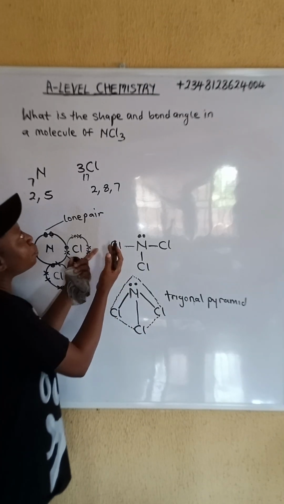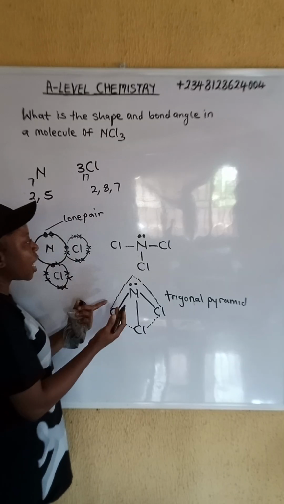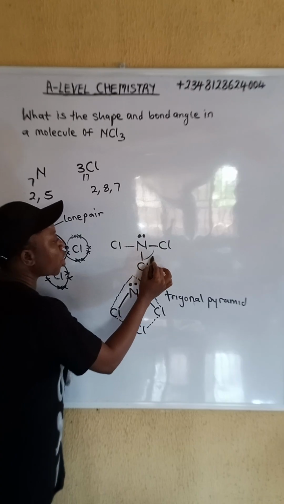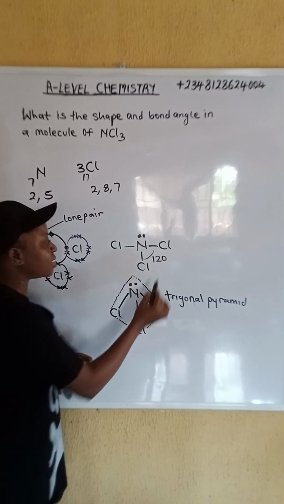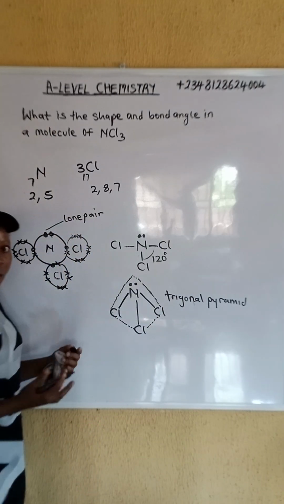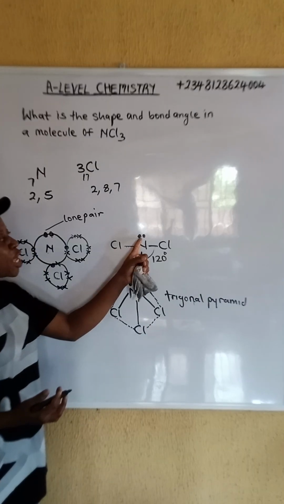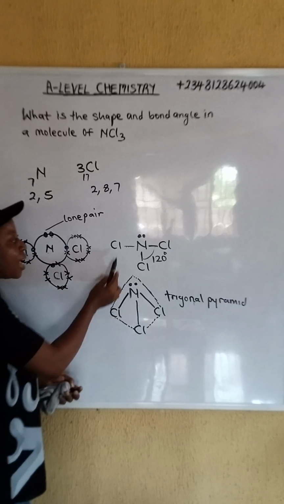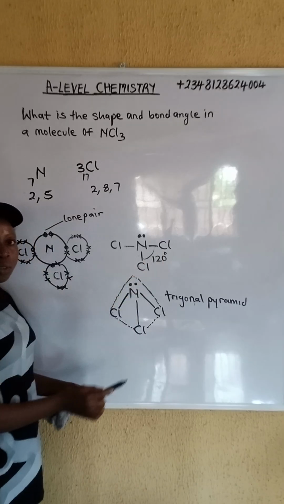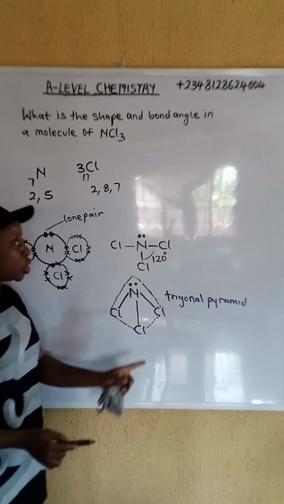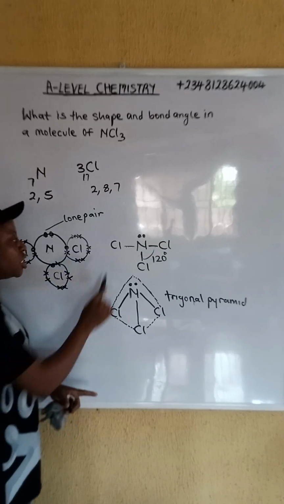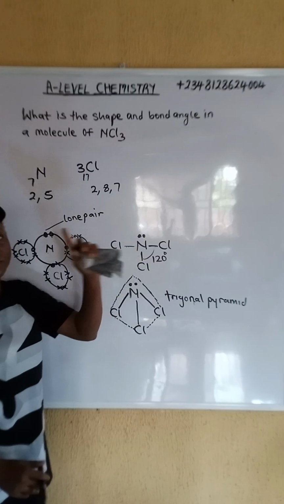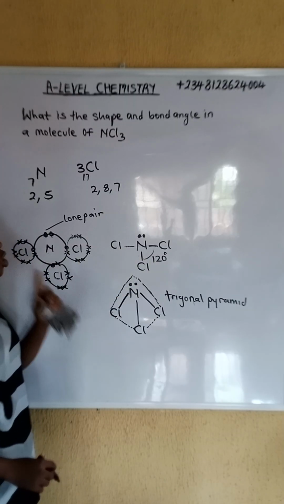Then what is the bond angle? It is always 120 degrees. So when you have a lone pair of electrons on the central atom and three bonding pairs, their bond angle is always 120 degrees. So the bond angle is 120 degrees.